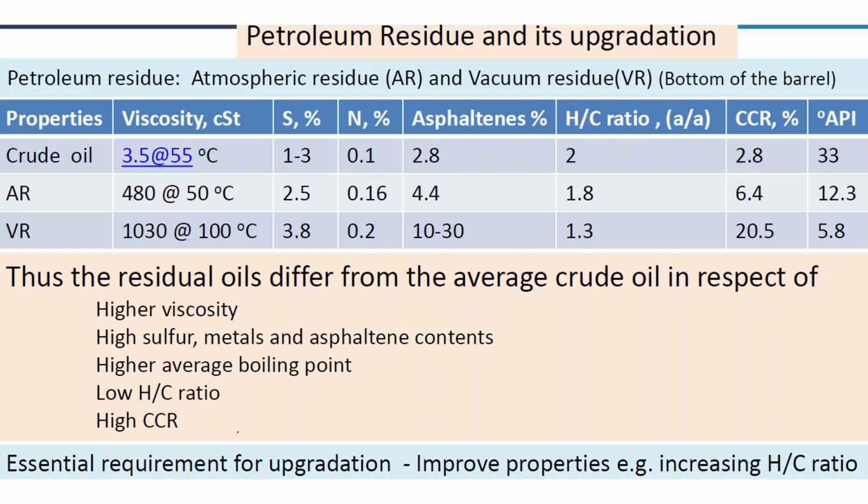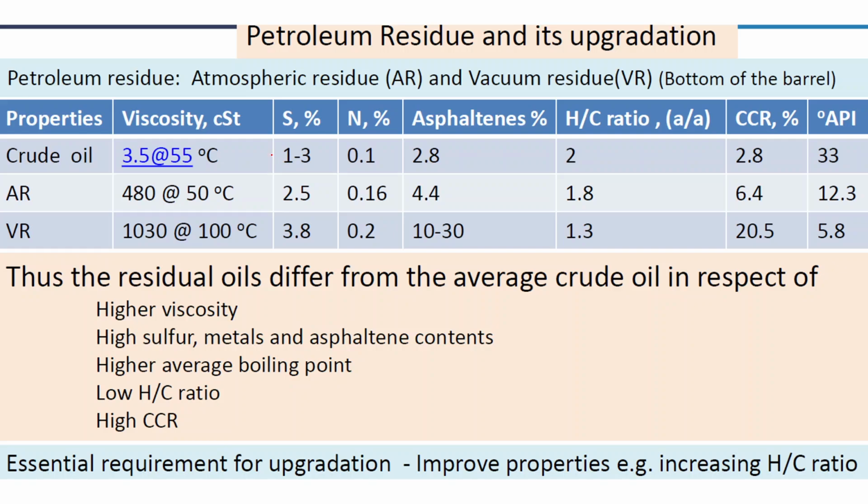Coming on to the next section, that is petroleum residue and its upgradation. So basically, as we know, we get the crude oil from below the earth. This crude oil is first sent to the atmospheric distillation unit, from where we get the atmospheric residue. Then this atmospheric residue is sent to the vacuum distillation unit, from where we get the vacuum residue. So we can see that the quality of these residues will be degrading gradually, so that the crude oil will be having better quality than atmospheric residue, and then the vacuum residue will be having the worst quality.